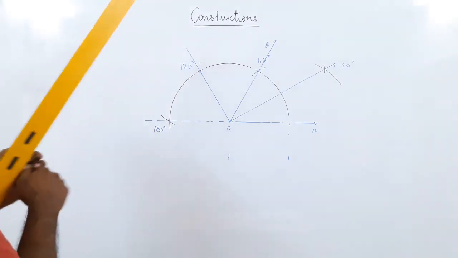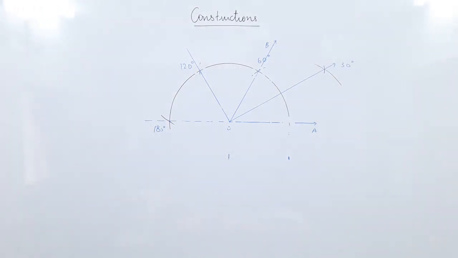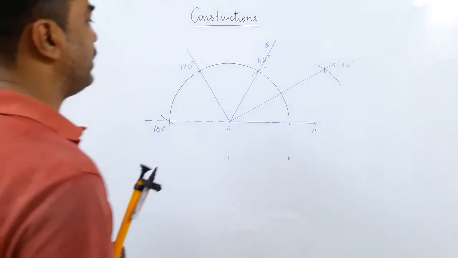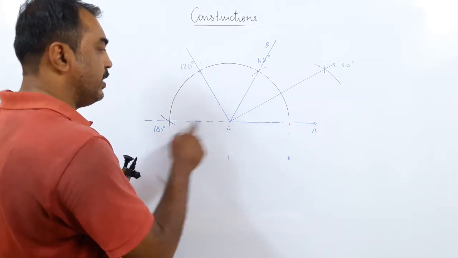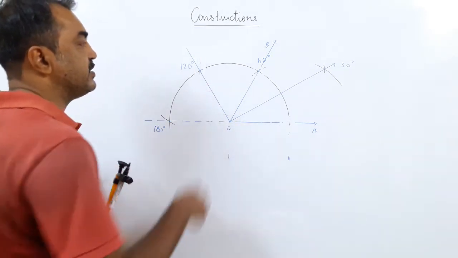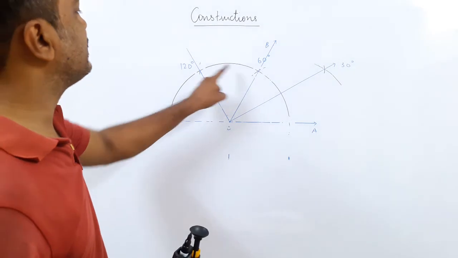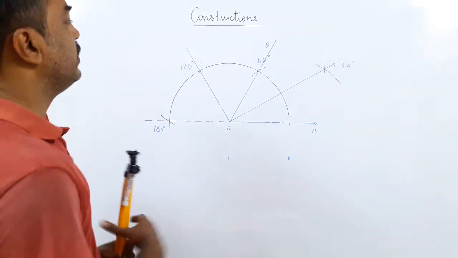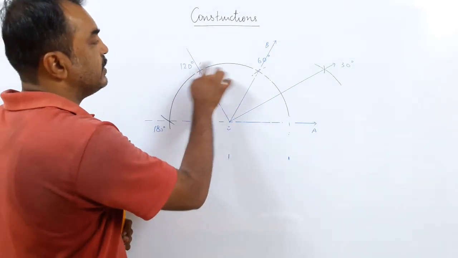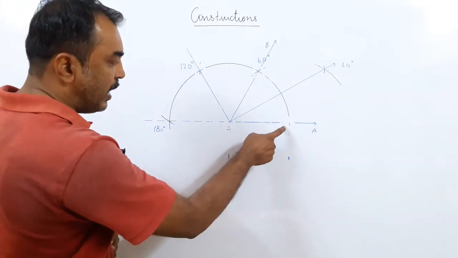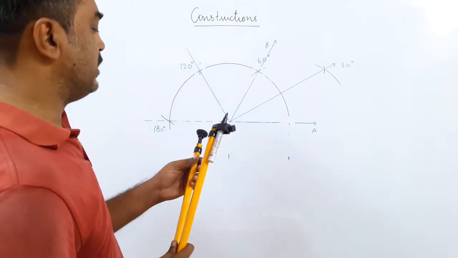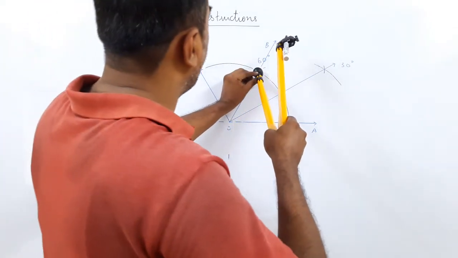In the same way, how do I get 90 degree? If I start from 0, how do I get 90? Now 90 I can get in 2 ways. If I go 0 to 180, then half of 0 and 180 is 90. Or even between 60 and 120 I can get 90. How? 60 plus 120 is 180, and 180 divided by 2 will give me 90. It is my choice, but I will go 60 to 120.